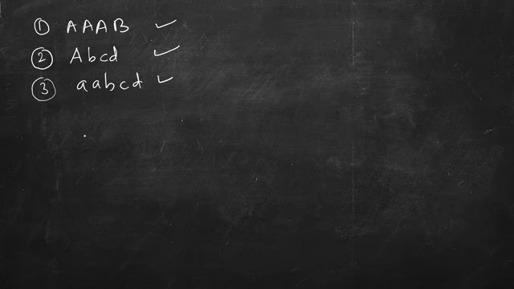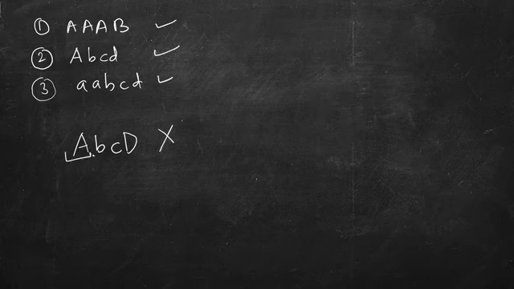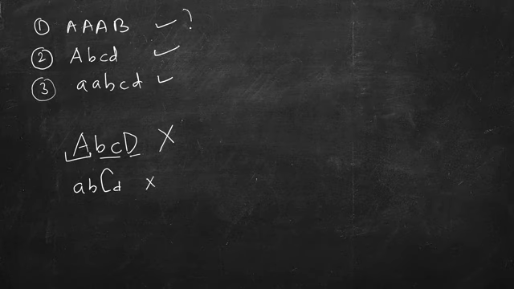For example, if we have A, B, C, D, this is invalid. So this is capital and then a few small and then uppercase, so it's invalid. Similarly, if we have A, B, capital C, D, this is also invalid. So you got the idea. Anything which is not of this pattern, then it's invalid.